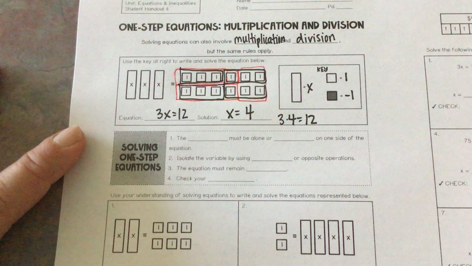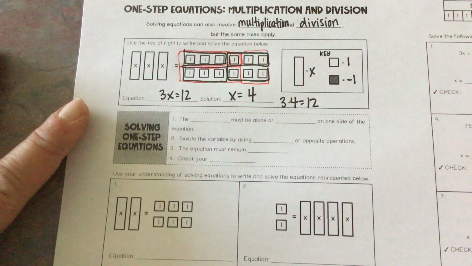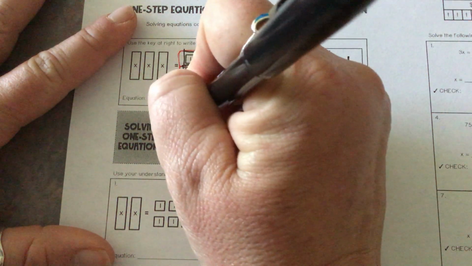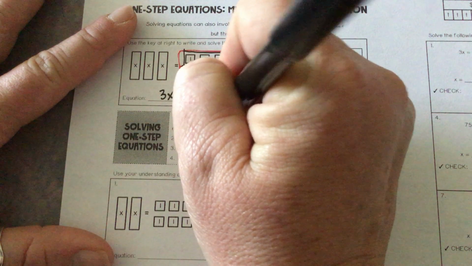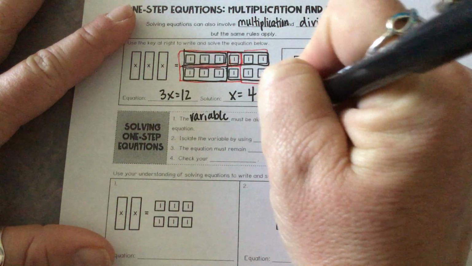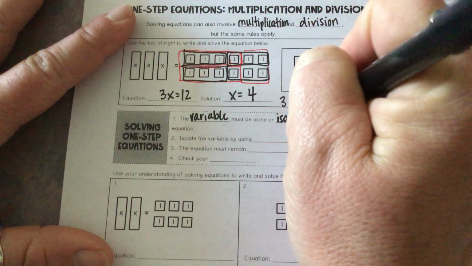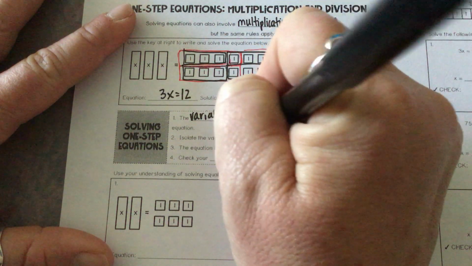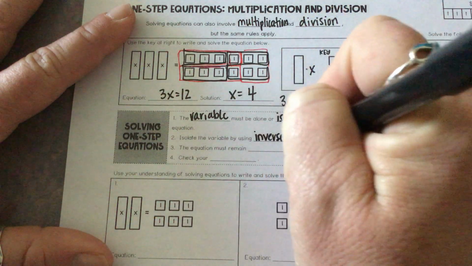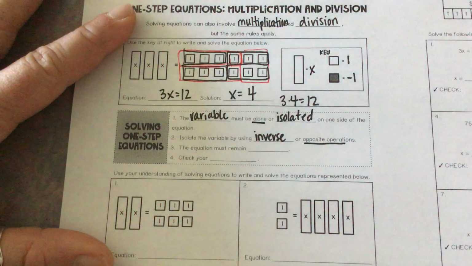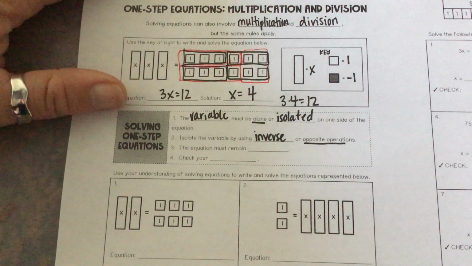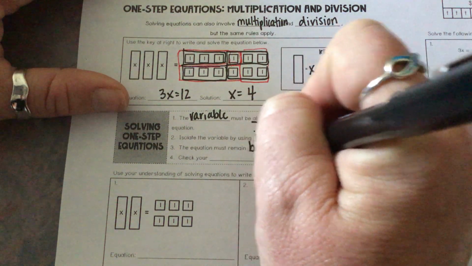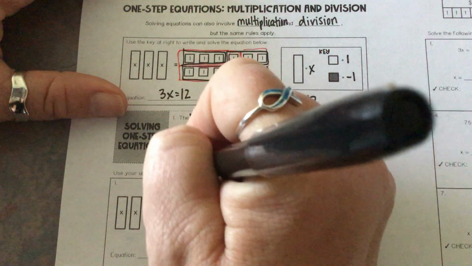you are correct. All right, so solving one-step equations, the variable must be alone or isolated, just like it is when we're adding or subtracting. Isolate the variable by using inverse or opposite, and isolated means alone. The equation must remain balanced, and you want to check your work.